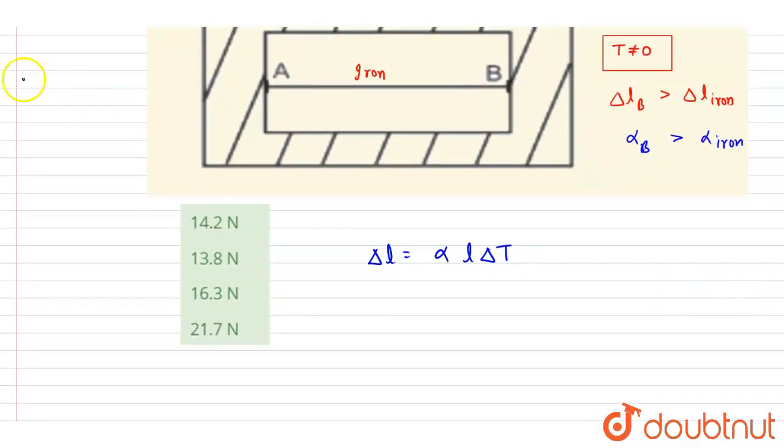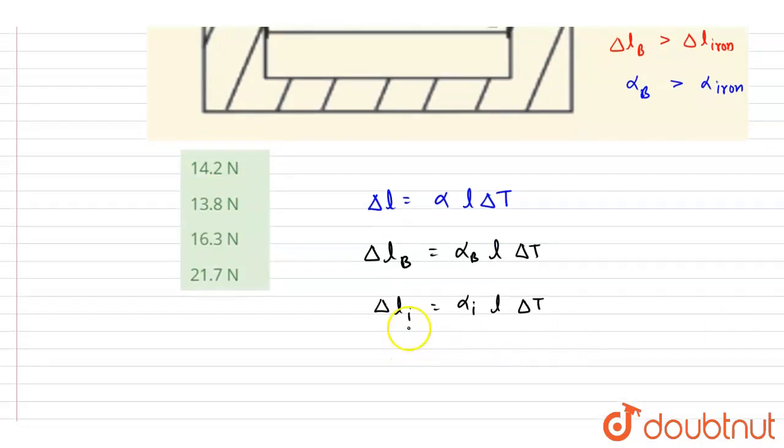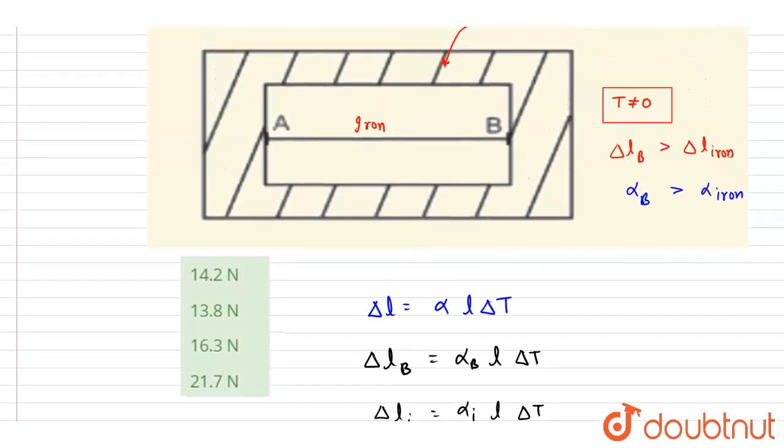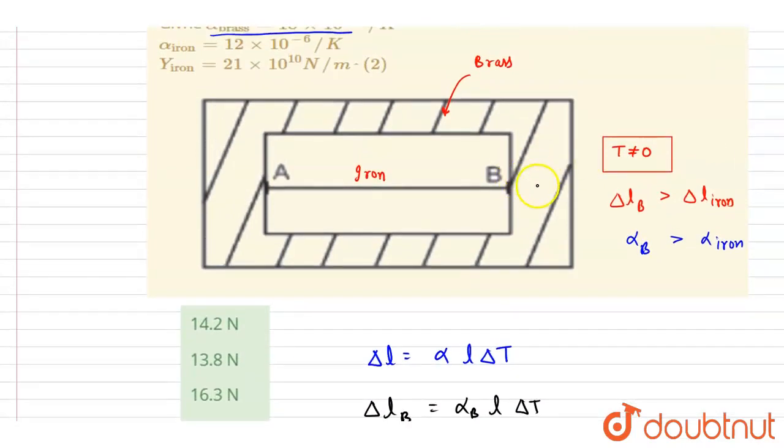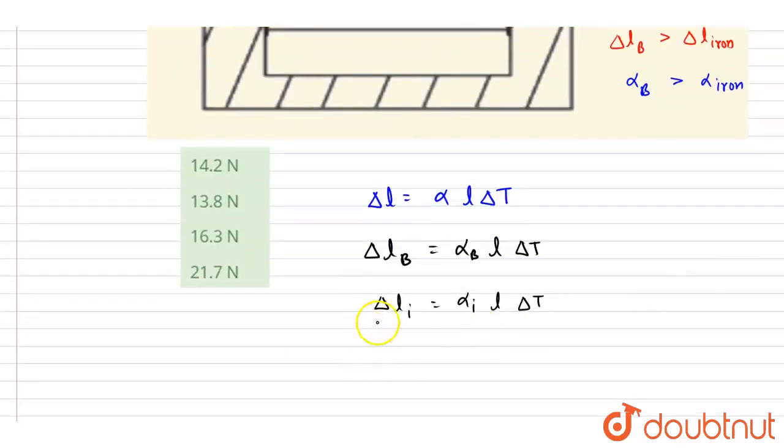So if I calculate the change in length for the two, for the brass it will be alpha brass times initial length times change in temperature. For the iron it will be alpha iron times initial length times the same. The alpha of iron is less, so because the brass gets more extended, it will stretch the iron. The net extension will be alpha brass minus alpha iron, times this.